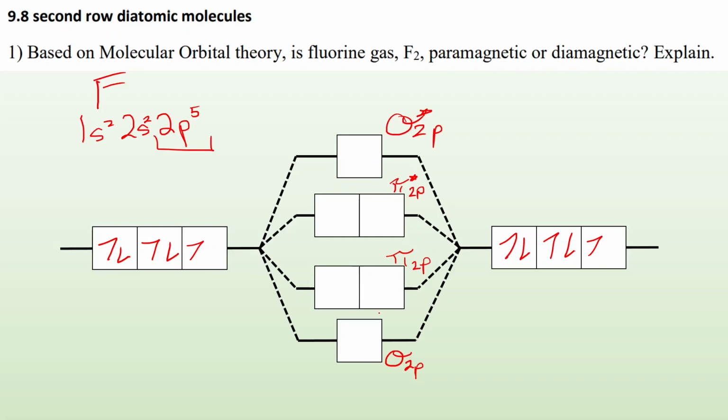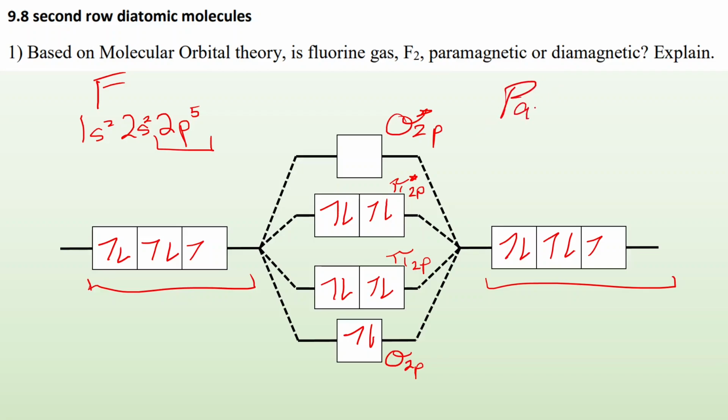So now we have to fill in all these electrons. We have a total of 10: 5 from one of the fluorines' 2p's, and another 5 from the other fluorine. So let's fill them in: 1, 2, 3, 4, 5, 6, 7, 8, 9, 10. When we fill in the molecular orbitals, you can see that all of them are paired up. If every electron is paired, that tells you that it is diamagnetic. So is it paramagnetic or diamagnetic? It is diamagnetic because all of the electrons are paired up in those molecular orbitals.